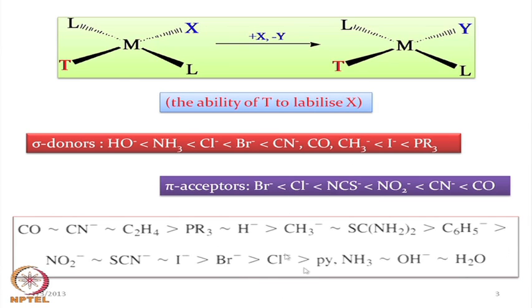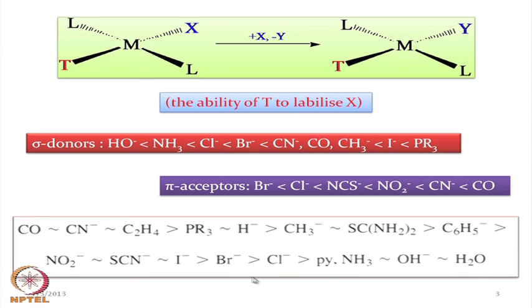That means we have placed Br⁻ greater than Cl⁻, that is, the sigma donor ability is what we are considering for this trans effect. We are not considering the corresponding one for the pi acceptance, because these two are also close together, but a little bit on the higher side compared to CN⁻. So, starting from water to carbon monoxide, we have the entire range for these substitution reactions.